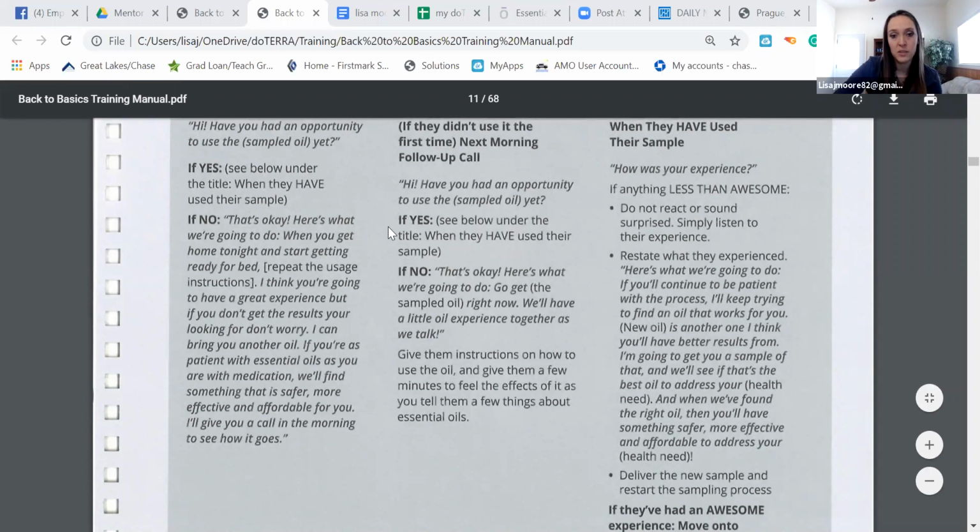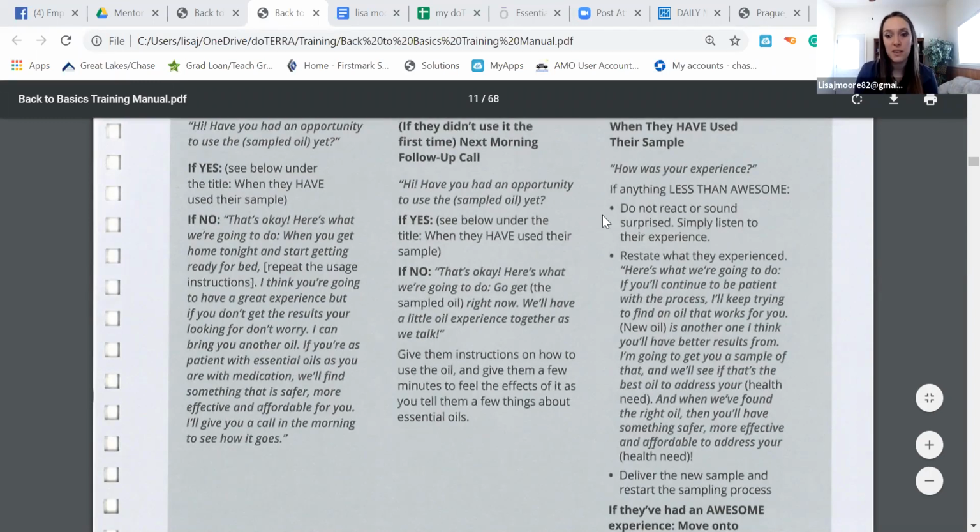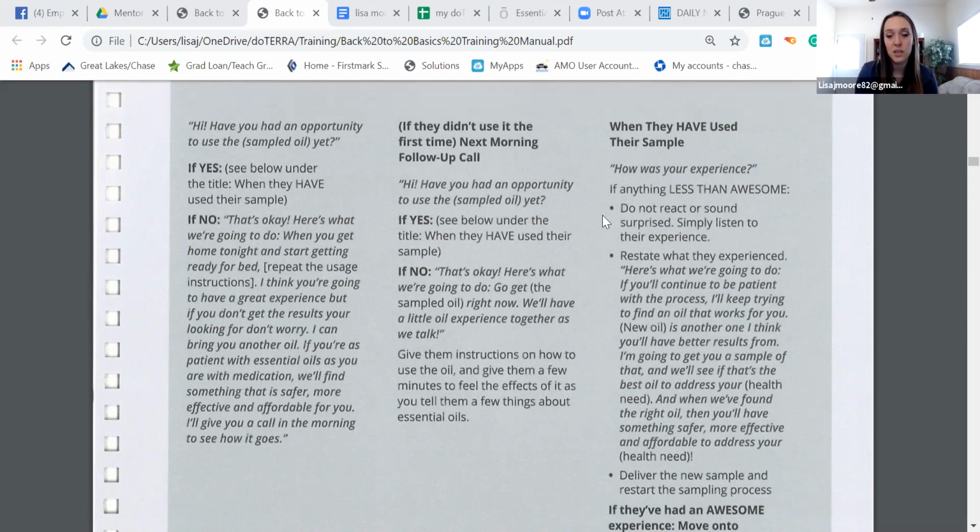So if yes, we're going to go under. So hi, again, not saying, what did you think of the sample last night? What did you think of the essential oils last night? Because what are they going to do? They don't want to look bad. They're just going to say yes if they haven't, right? And if you say, oh, what did you think? They're going to make up something, right? And then it ends the conversation, and they might just go, well, it just didn't really work out for me. I don't think I'm really interested, and they're not wanting to really move forward.